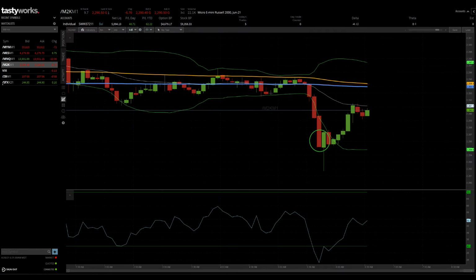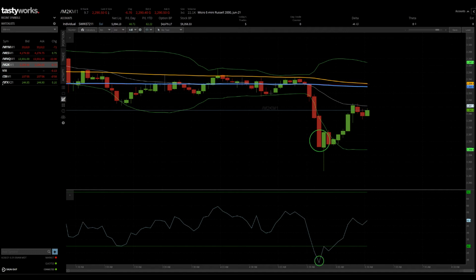So here's the chart. It's the micro E-mini for the Russell. I follow the micro mini for the Dow, the S&P 500, the Nasdaq, and the Russell. And the first thing I do is I scan all of those, and I'm watching them, and I'm waiting for one of them to either close below or above the upper or lower Bollinger Band. And once I get a close there, now I'm ready to start looking at the RSI.